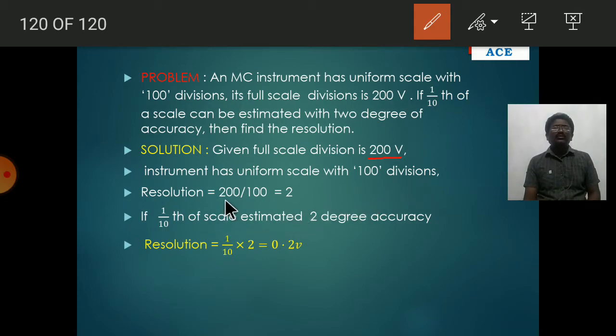Resolution equal to 200 divided by 100 equal to 2. If 1 by 10th of the scale is estimated with 2-degree accuracy, then you will get a resolution equal to 1 by 10 into 2. So now you can observe the resolution is 0.2 volts. This is the problem on resolution. So up to here I have completed unit 1.